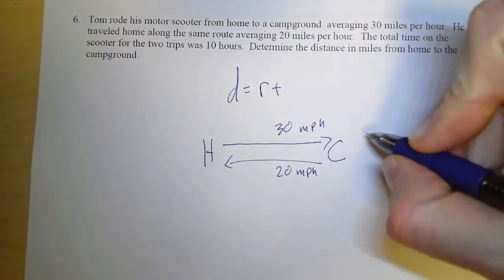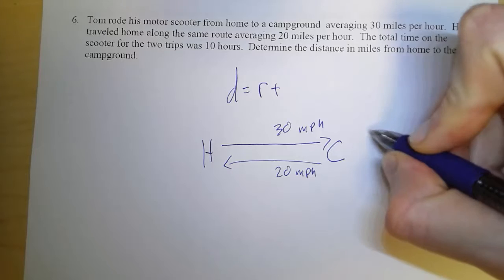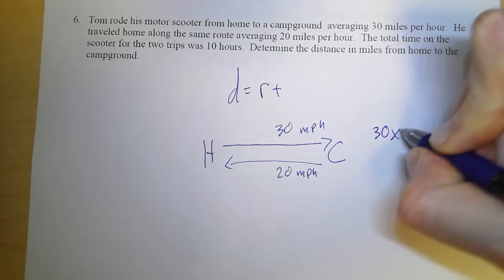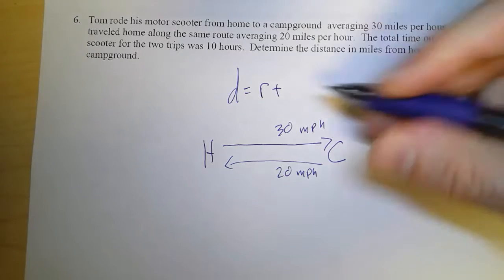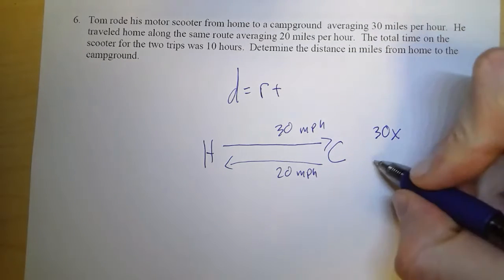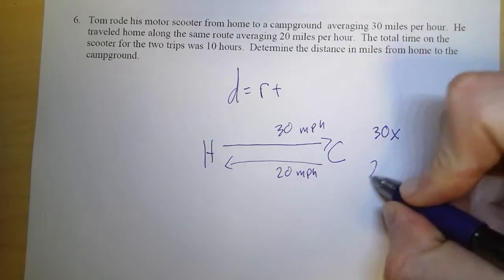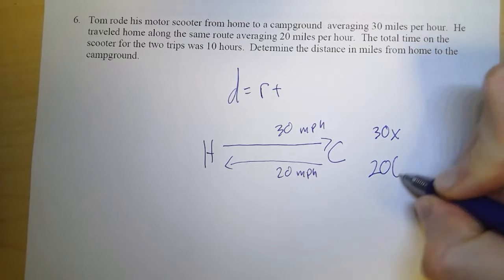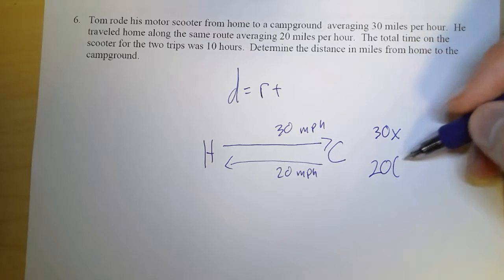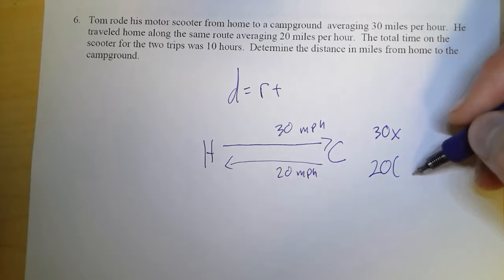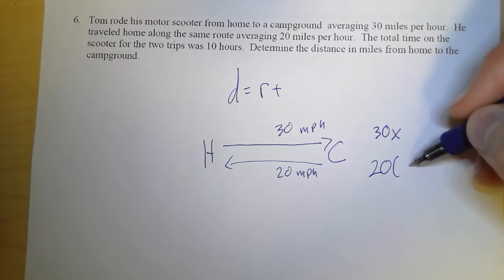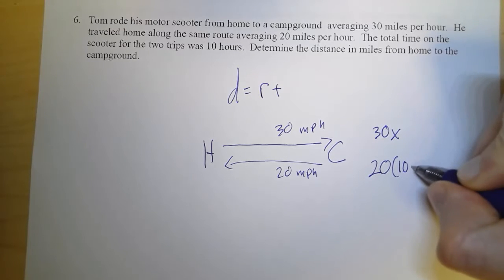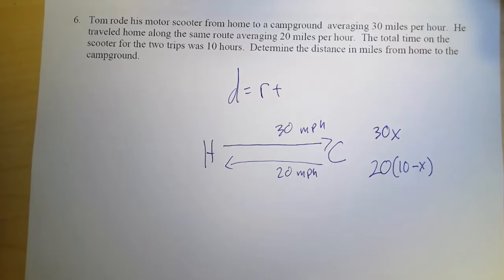So let's say that it took him x number of hours to go from home to camp. So this is the distance it took to go. And then on the way back, it took him 20 times a different time. Now you could put y, but that would be wrong, because let's say it took him 4 hours this way, then it'd be 6 hours this way. And the way you get that is you just take 10 minus x.